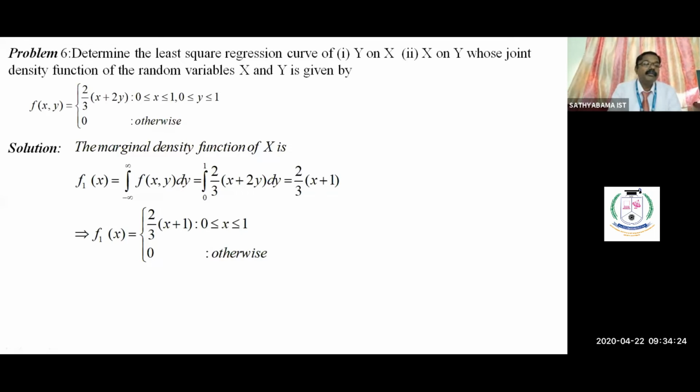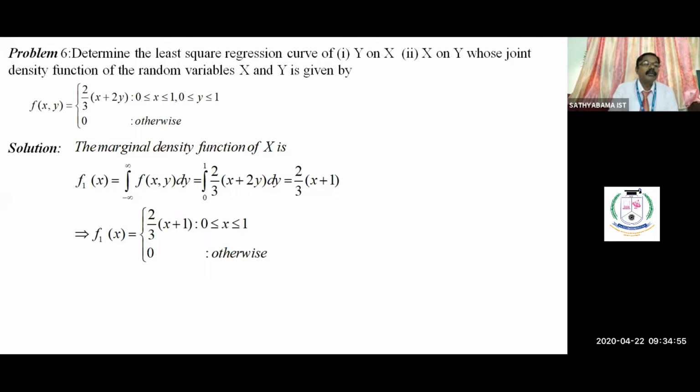What is the limit of y? y is from 0 to 1, so the limit of y is from 0 to 1. Here I have written the limit y equal to 0 to 1. When we are integrating 2 by 3 x plus 2y with respect to y, we are getting this. So I have written the marginal density function f1 of x equal to 2 by 3 x plus 1 in the limit 0 to 1. X is a continuous variable. Okay.